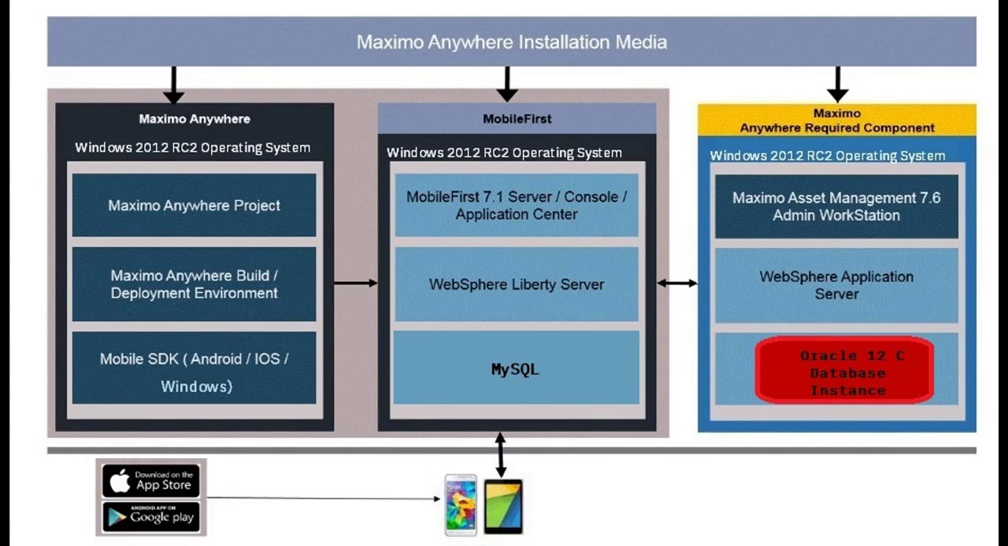By the end of this course, you will know how to install Maximo Anywhere, how to configure authentication methods for the platform, and how to connect an Android mobile device to the Mobile First server.